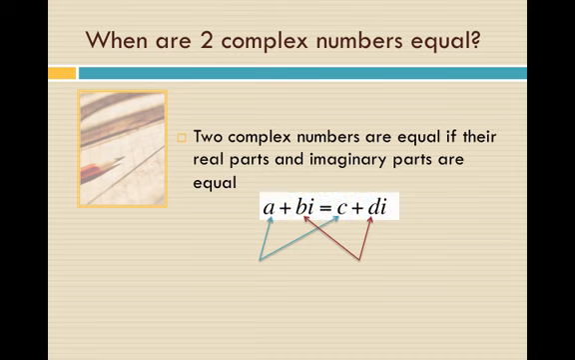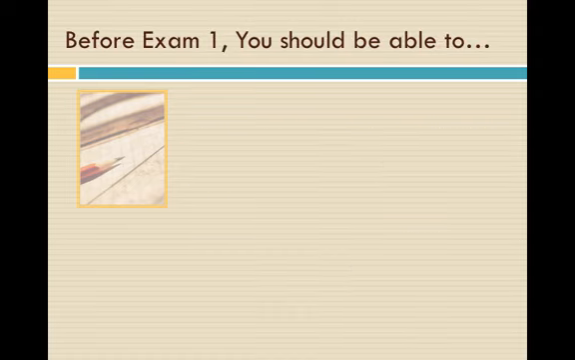One last thing we want to talk about here. When are 2 complex numbers equal? 2 complex numbers are equal if the real parts are equal, so a equals c, and the imaginary parts are equal, so b equals d. And this is the only situation where 2 complex numbers are going to be equal.